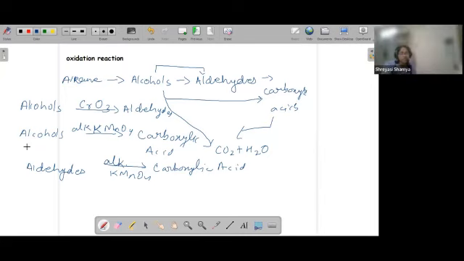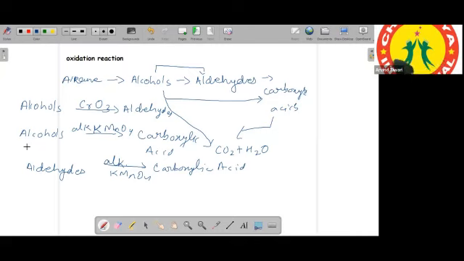Sir, we can also use acidified K2Cr2O7. Yes, instead of alkaline KMnO4, you can also use acidified K2Cr2O7, which is potassium dichromate. This is also a strong oxidizing agent.